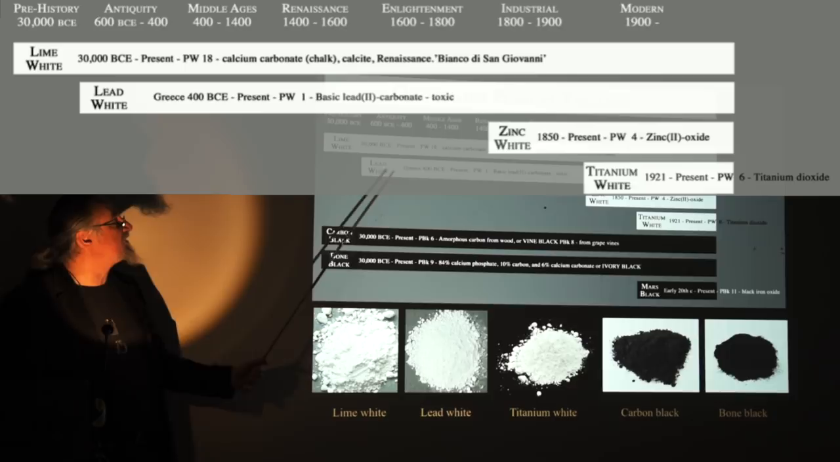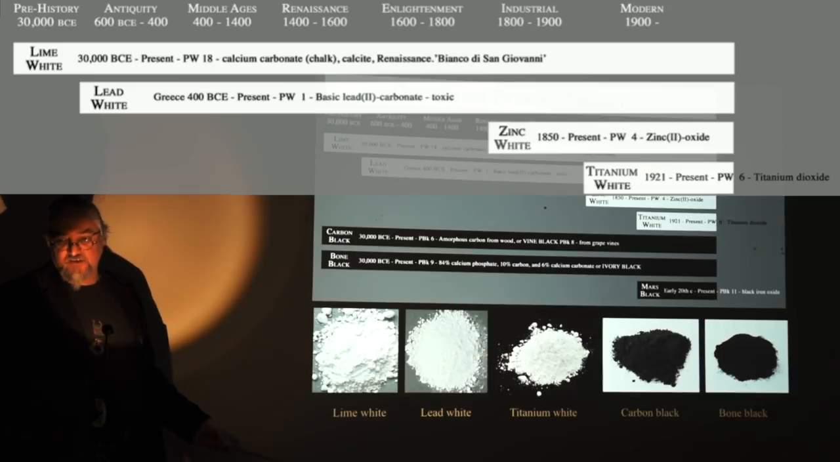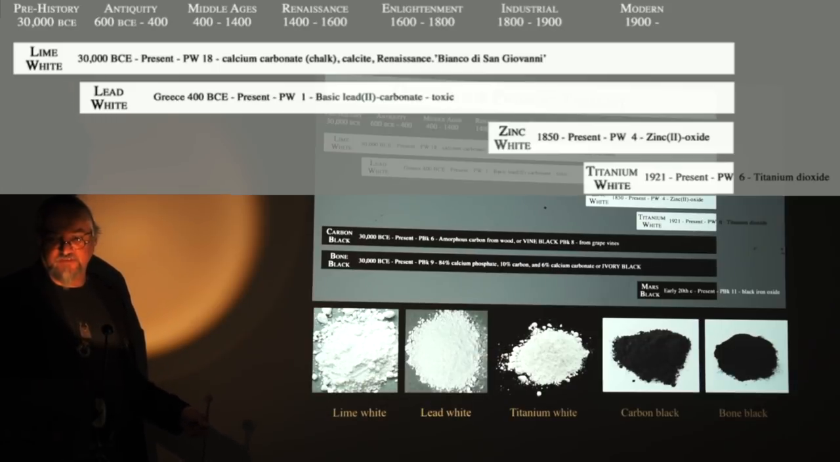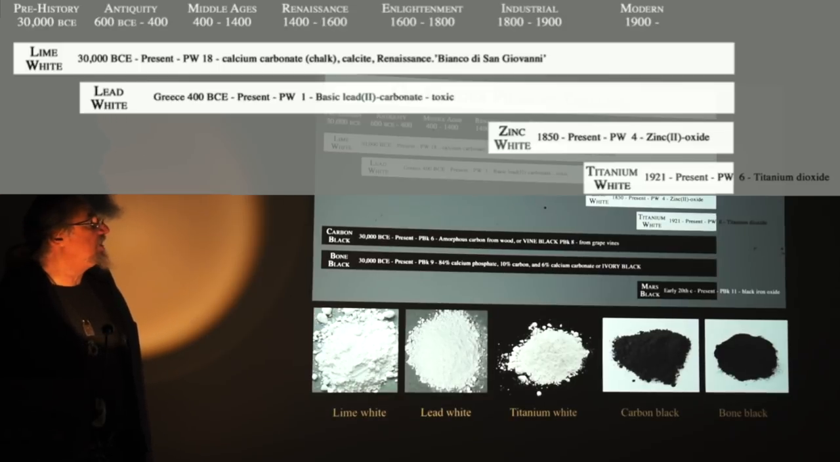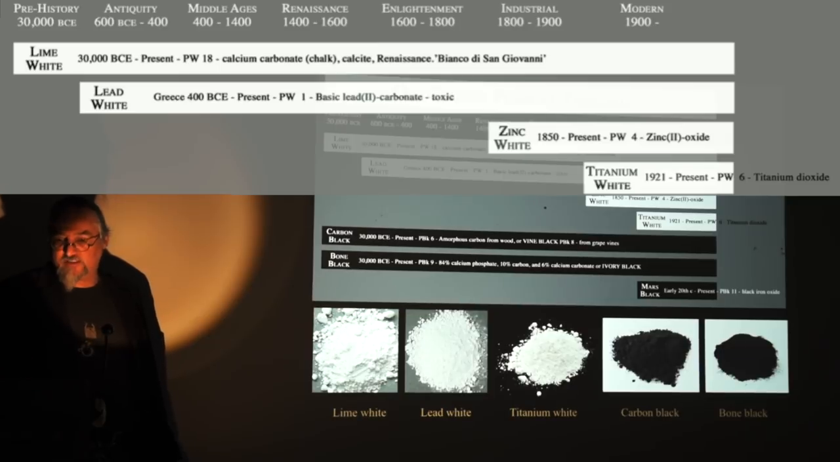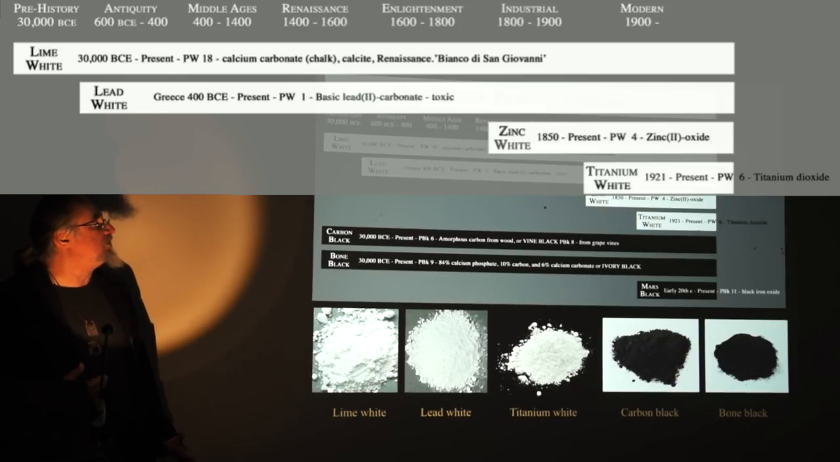This goes all through artistic history, through the Middle Ages, into the Renaissance and beyond, until the invention of zinc white in 1850. We continue to use zinc white, PW4, to this day, although it was replaced by titanium white in 1921, titanium white being PW6. Most artists today will use titanium white, which is a fairly bluish, cold white, in contrast to lead white, which granted is potentially toxic, but is a much warmer, much faster drying white.